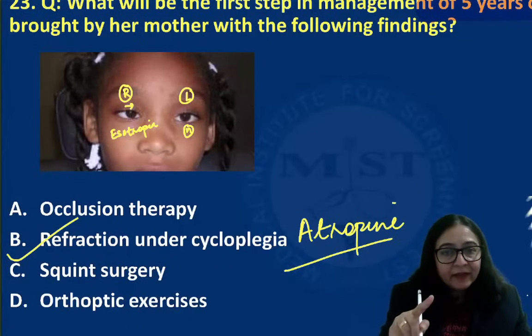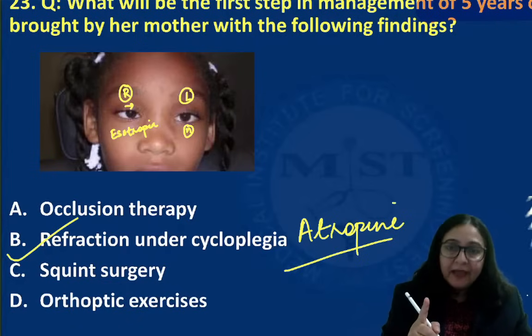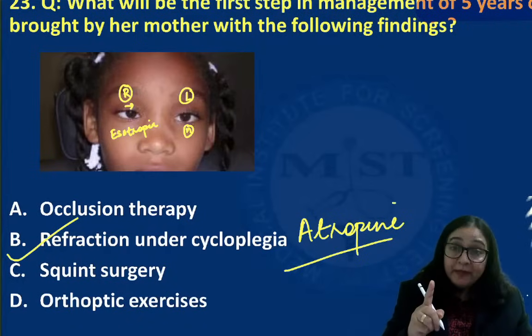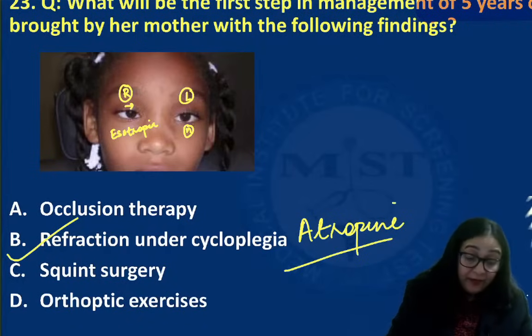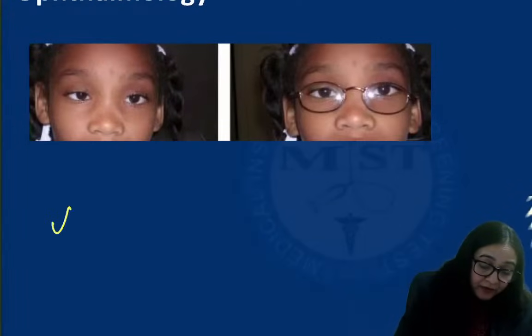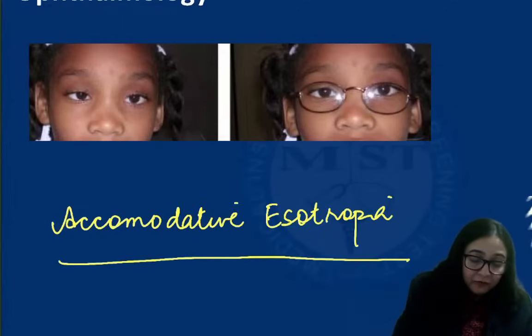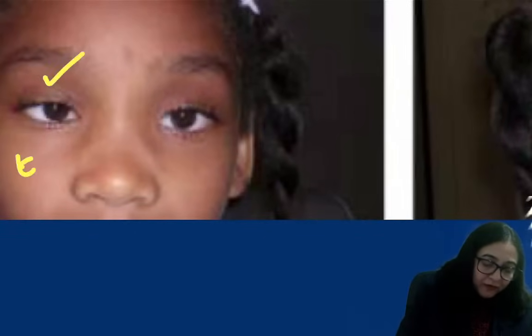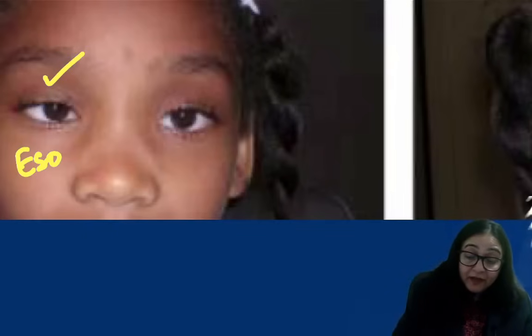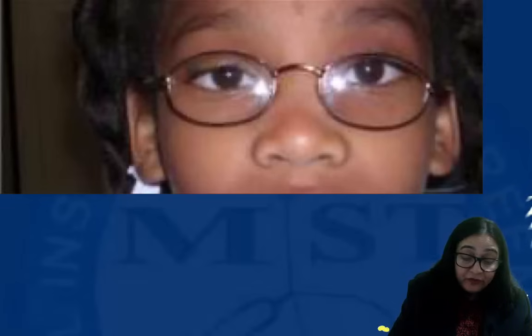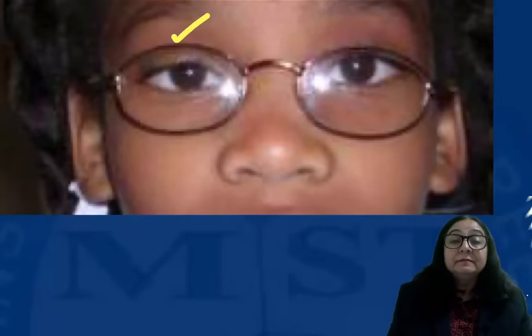If there is refractive error, you will be correcting that refractive error. The types of esotropias which are accommodative, they many times can be corrected by giving the glasses itself. So the same child here was having right eye esotropia. Once you do the refraction under cycloplegia and give the corrective glasses to the child, see, the eye has become central now. No tropia here.